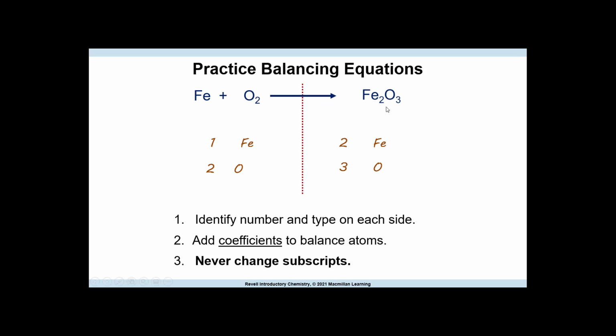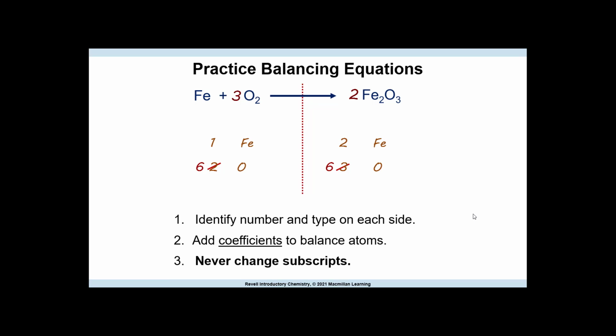We never, ever change subscripts. You can never change these little tiny numbers. If you do, you are changing what the molecule is. If you change this to a 3, you now have ozone. You don't have oxygen. So you can't do that. We have to only use the coefficients that are in front.